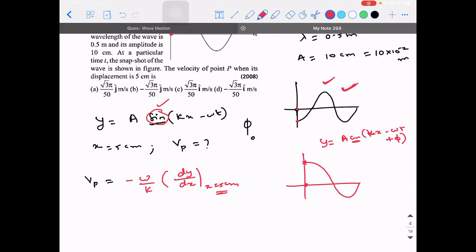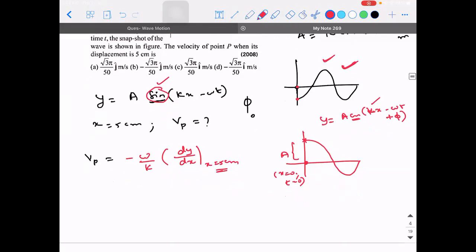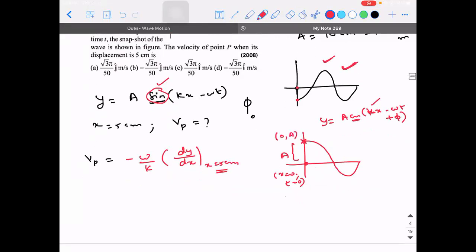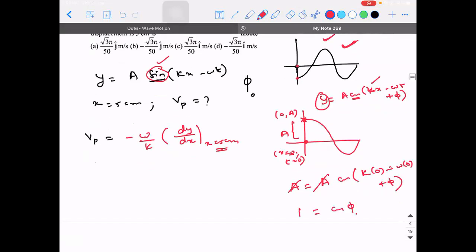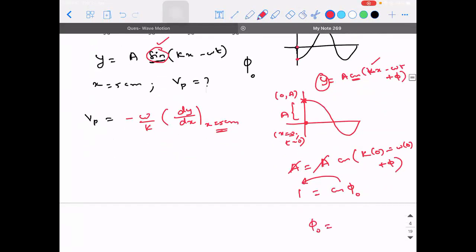What is this point? This is the point where x is 0 and t is 0. When you substitute it, what are you going to get? If suppose this is the amplitude, then what is this coordinate? It is going to be 0 comma a, correct? So in the place of y, you are going to write a. A is equal to a into cos of k into 0 minus omega into 0 plus phi. A and a will get cancelled. So 1 is equal to cos phi naught. So what will be the value of phi naught? 0. The same reason I use for sine also.